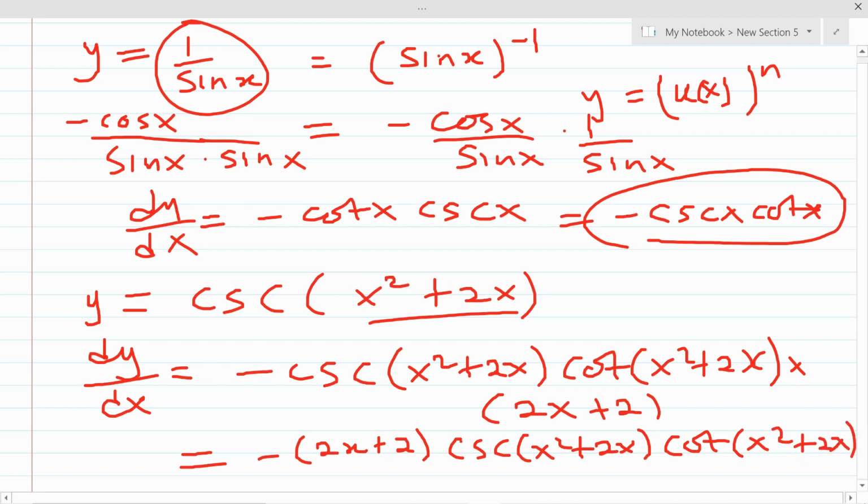Always keep it in mind: if you are given a function to differentiate, find out if the function operator, that is the sine or cos or cotangent or cosecant, is being operated on a function other than x, something like x squared plus 2x that we just did. Then you have to differentiate the bracket and multiply by the differential of the trig function. When you differentiate cosec, you get what? Minus cosec x cot x. Alright, now let's go and look at 1 over cos x, and that will be it for this video.